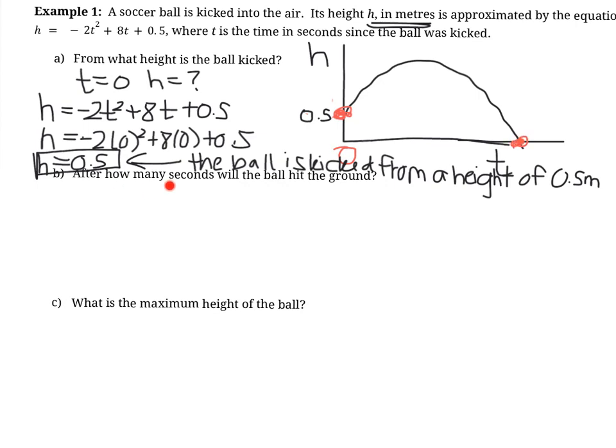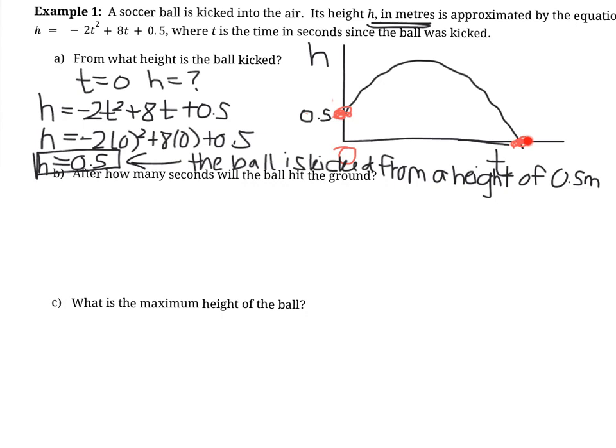It says, after how many seconds will the ball hit the ground? So that means we're not looking for the height, we're looking for the time. So we need this x value right over here. If we don't know the x value, we must know the y value. Do we know the height of the ball when it's on the ground? Of course we do. It's 0.